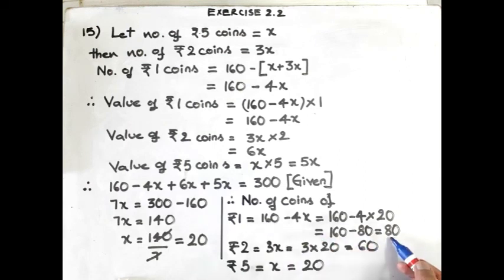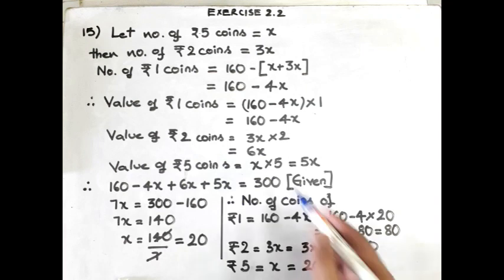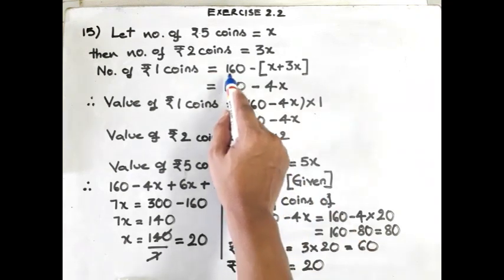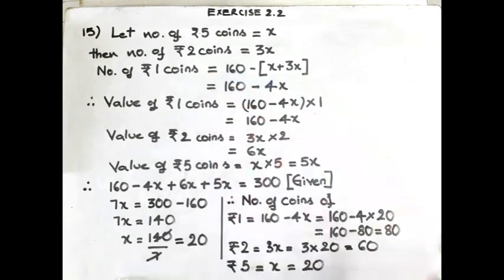Okay, just for a verification, look, we got the number of coins of rupee 1 is 80, and 2 rupees is 60, and 5 rupees is 20. 80 plus 60 is 140, 140 plus 20 is 160. Look, that is the total number of coins, 160. Hope you are clear. Please copy carefully. As I told, this part you have to copy down to this.